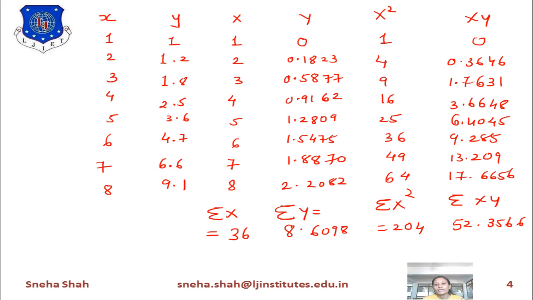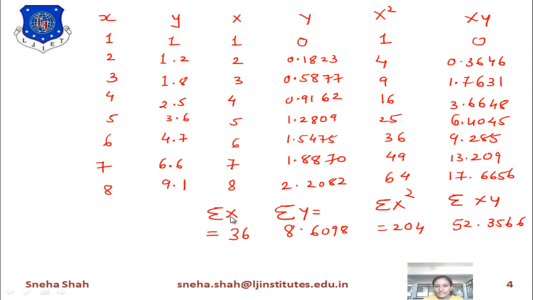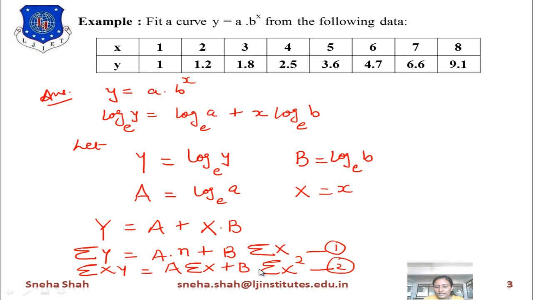and its value equals 52.3566. Now you can see that in this equation, summation of y and summation of x, the requirement of summation x square and summation xy can be derived by using summation x, summation y, summation x square and summation xy. So we will put all these values in these two equations to find the values of coefficients capital A and capital B. Then from capital A and capital B, we will find the values of small a, small b. And these small a, small b values will be put in this equation to derive the final value of y.